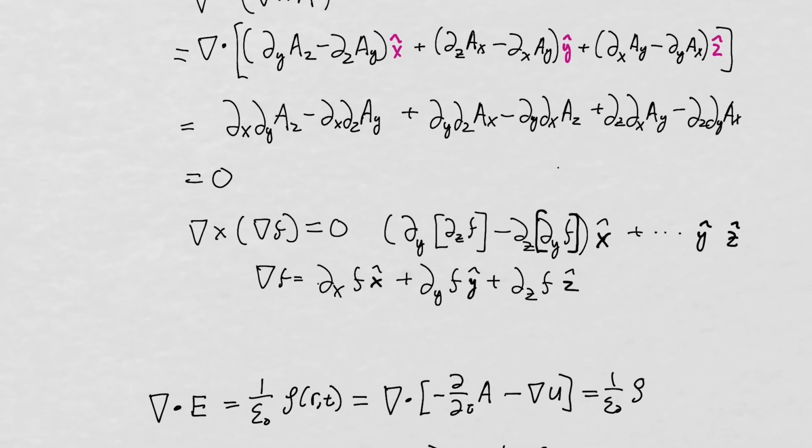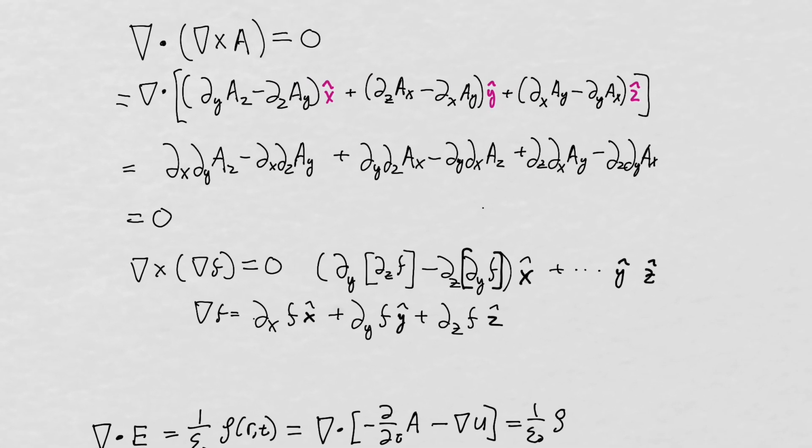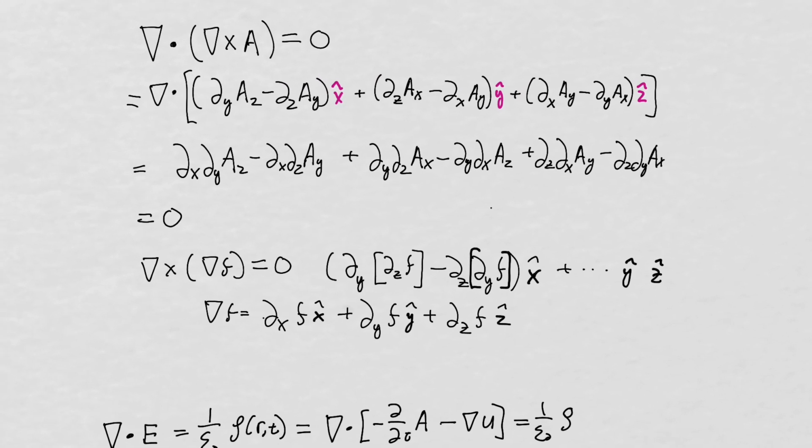Okay, so those are the two important vector identities we're going to play with, and now we're going to try to understand how we can use this to create a vector field and a scalar field together that will duplicate the electric and magnetic fields.